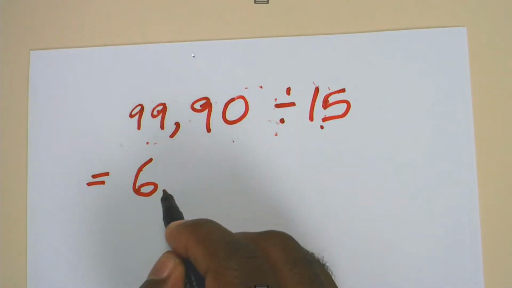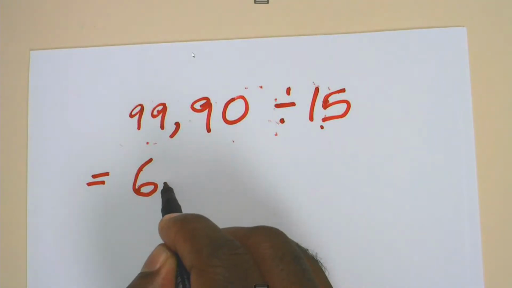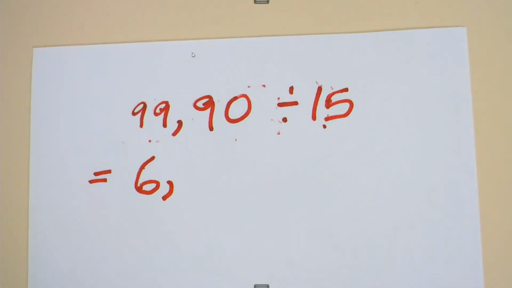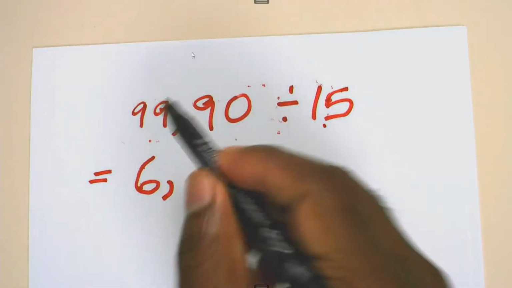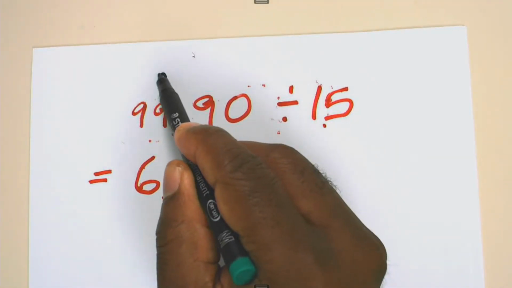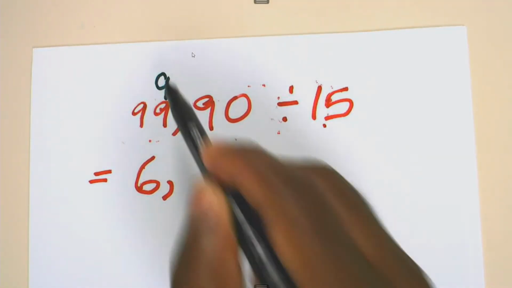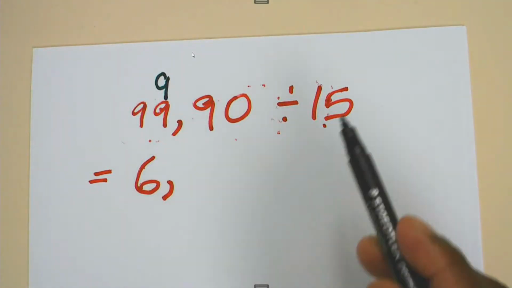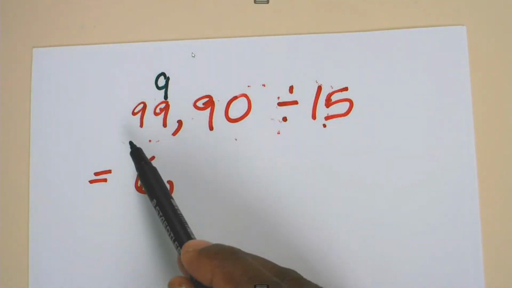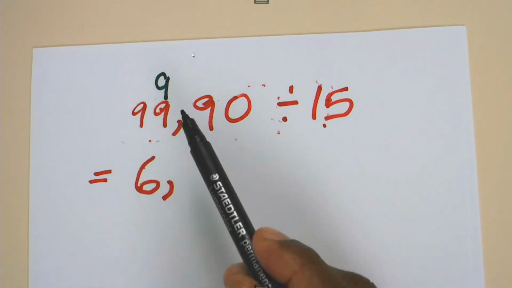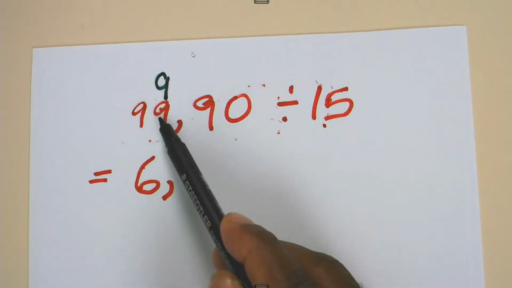And then we say comma. Now we are left with how many units? We are left with 9 units, because 6 times 15 gives us 90. So we have 9 units left.